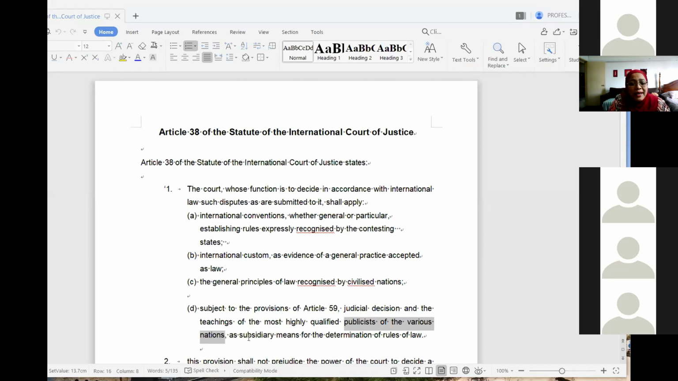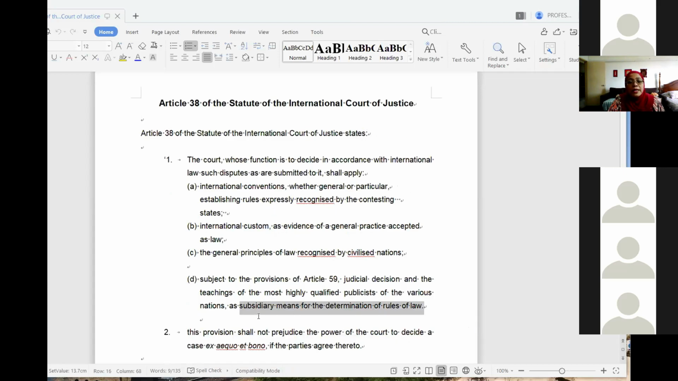The next one is subsidiary means for the determination of rules of law. This subsidiary means refers to the United Nations General Assembly, the United Nations Organization General Assembly.